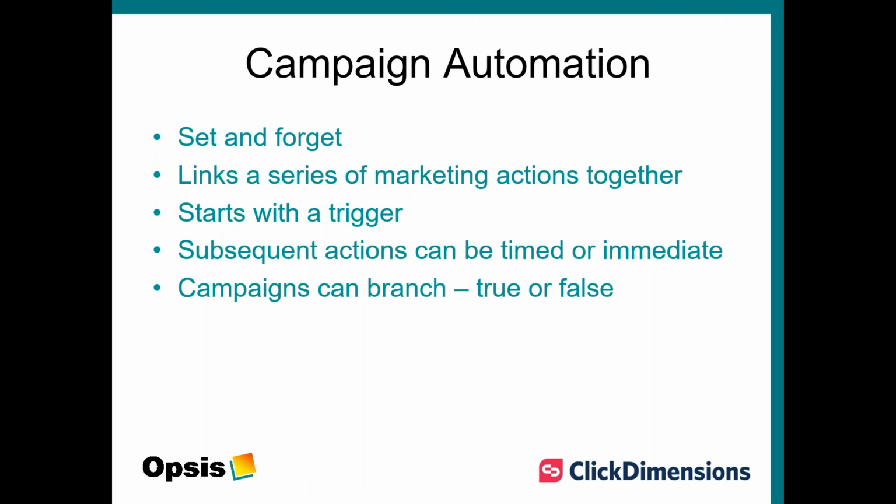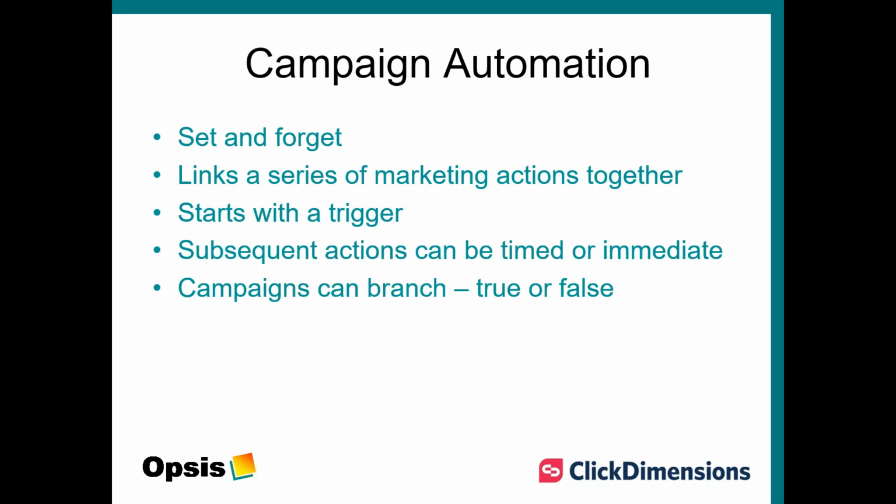We can also have branches, so typically true or false. So lots of ways where within a campaign automation, we can say, if this, do that, or if something else, do something different. So an example of that might be for everybody who opens email 1, they get sent email 2, but the people who don't open email 1 get sent email 1 again, or maybe get sent email 3. It's up to you.